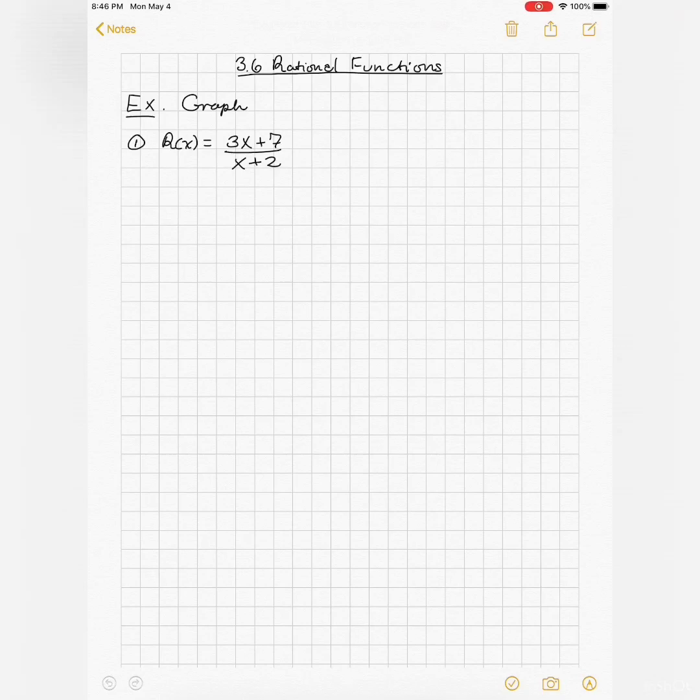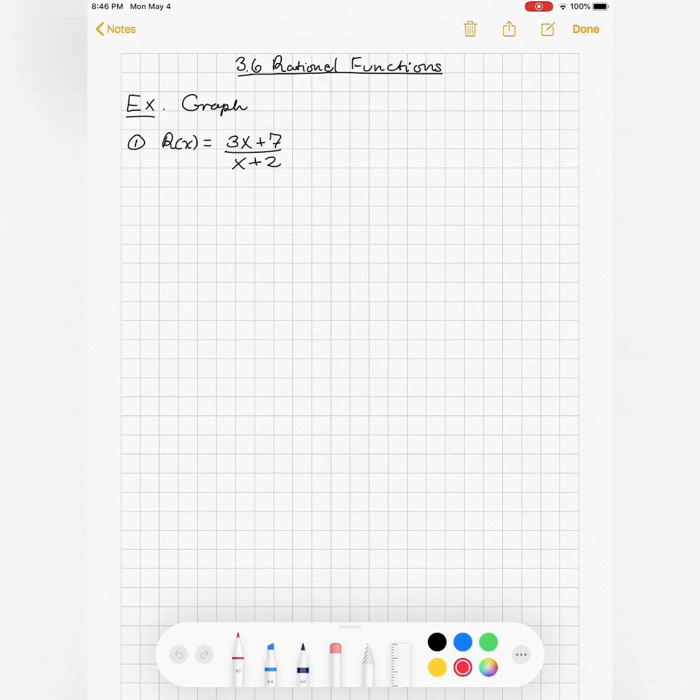The next family of functions is the family of rational functions. These guys aren't quite as friendly as the polynomial functions. These guys are actually fractions, where I have a quotient of polynomials. In other words, I have a polynomial in the numerator and a polynomial in the denominator.